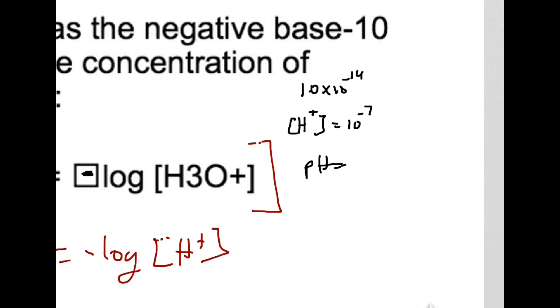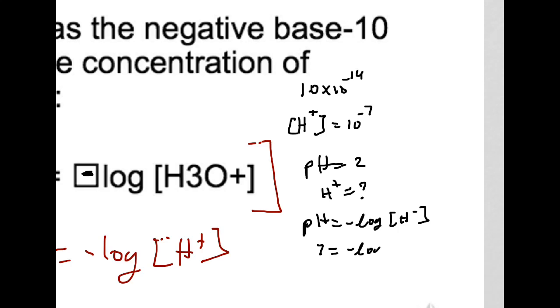Negative 7 equals the log of the hydrogen ion concentration. What buttons do you press on your calculator? 10 to the, right? You're going to go 10 to the minus 7 equals the hydrogen ion concentration. Be sure on your calculator that you can hit those buttons.